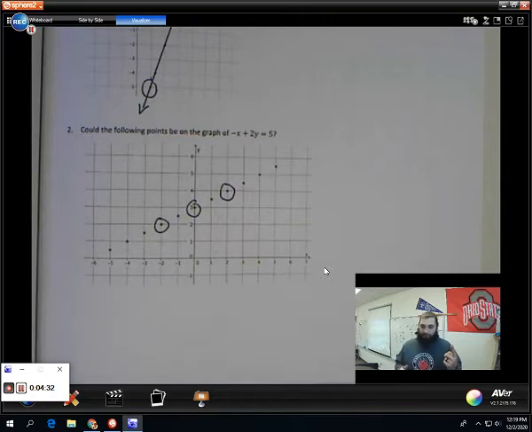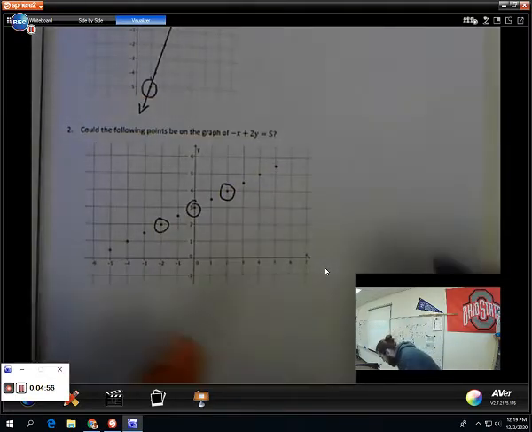Okay, once might be a coincidence. Twice, that might be by accident. And the third time definitely tells us that there is a trend. If all 3 of these points work within this equation, then our answer is going to be yes. So let's go ahead and plug these in. This is not something we have explicitly talked about. We're going to plug in both our x and our y values.